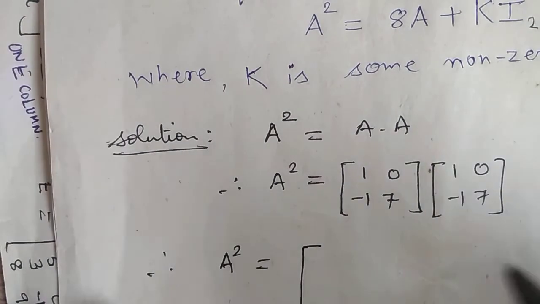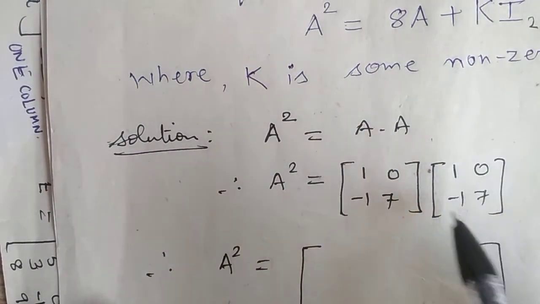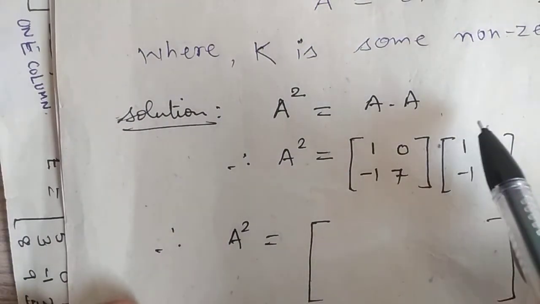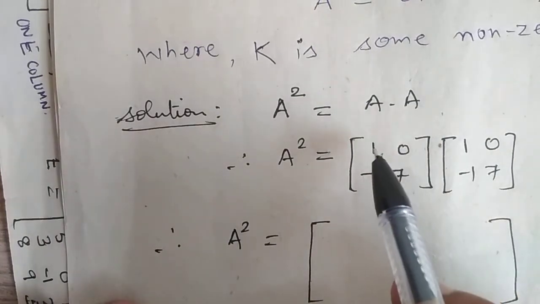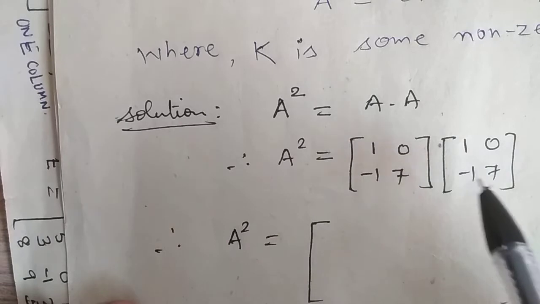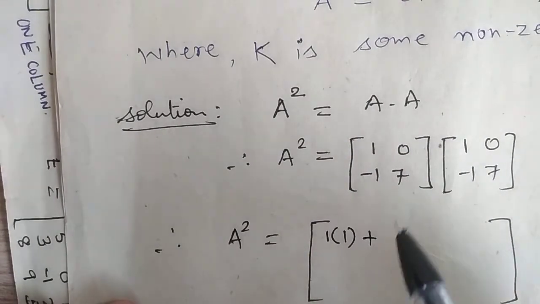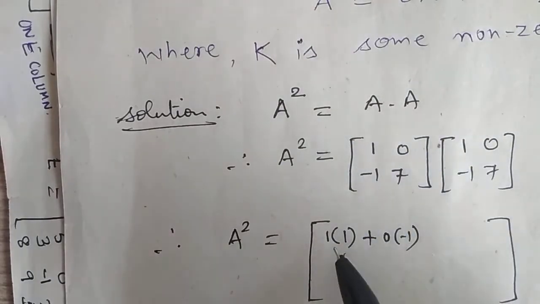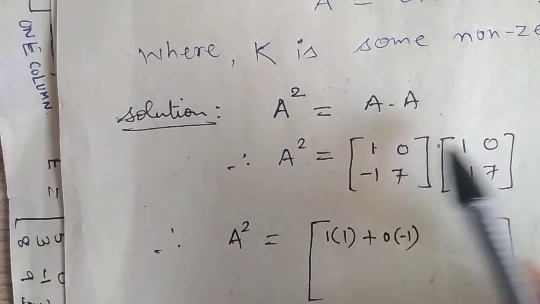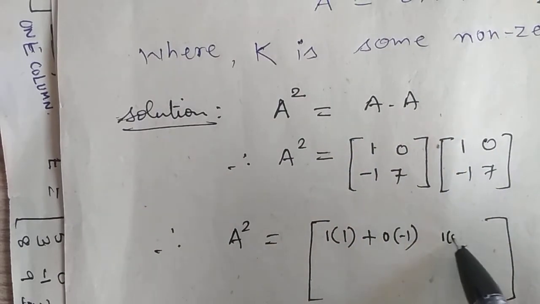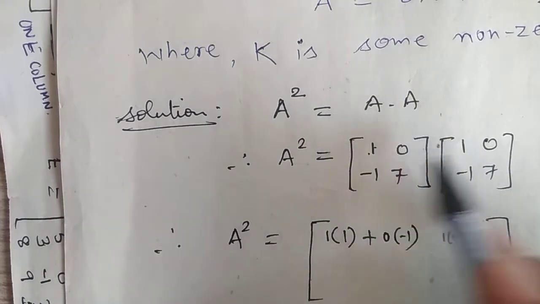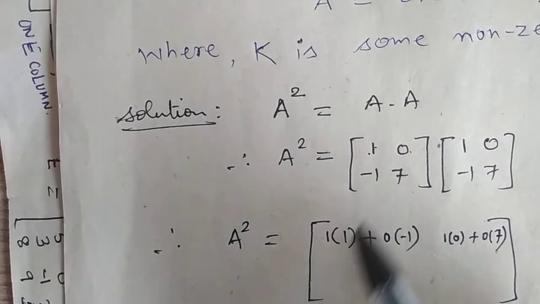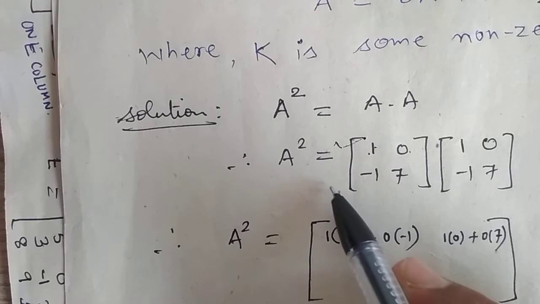First row, first column element can be obtained by multiplying the first row of the first matrix with the first column of the second matrix using sum of products: 1 into 1 plus 0 into -1. Now first row, second column. The row elements will be the same, the column will be changing: 1 into 0 plus 0 into 7. Then now we are changing the row. First row is over. Now we are going for the second row.